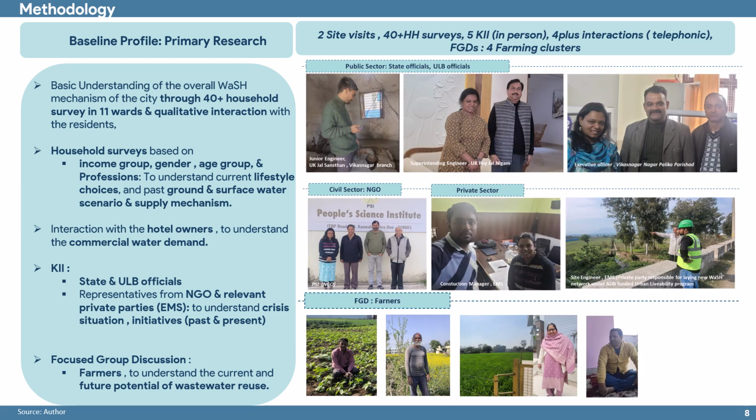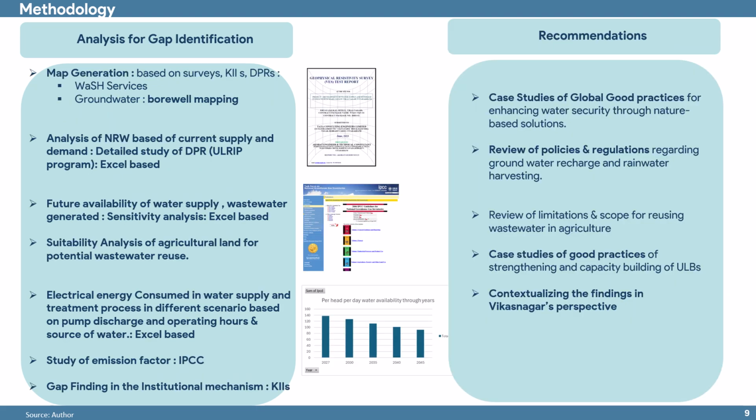The KIIs involved mainly state and ULB officials, NGO representatives doing extensive work within the region, and relevant private parties. The next phase dealt with the analysis for the gap identification. This mainly meant integrating the primary and secondary findings in an Excel-based analysis for coming up with quantifiable conclusions. Mainly sensitivity analysis was done to understand ground, surface, and wastewater usage scenarios in the city. The last part dealt with global and national case studies and formulation of the final proposals.